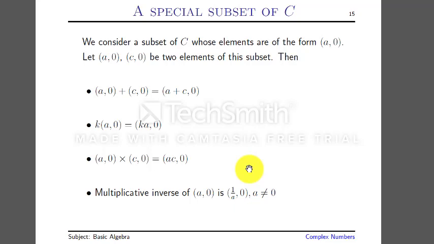So the real numbers are a special subset of the complex numbers. We can write every real number in terms of a complex number.